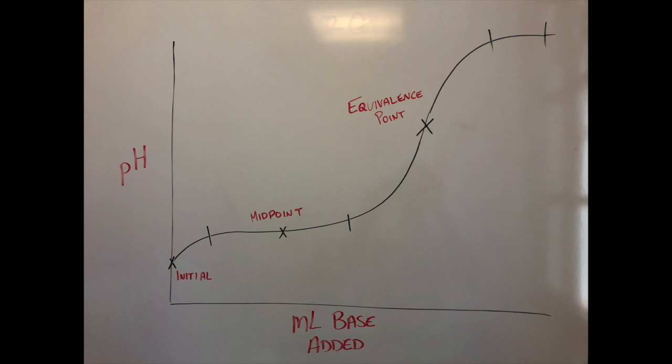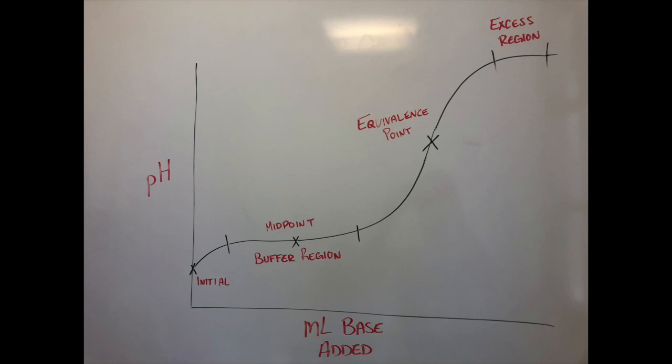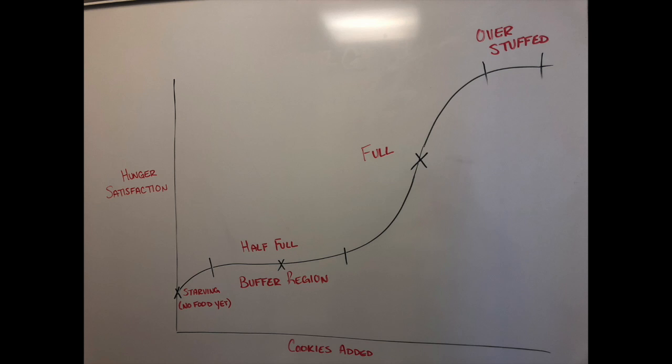Half of the volume it took to arrive at the equivalence point is also known as the midpoint. A buffer region is created by gradually adding base while the pH of the acid slowly rises. After arriving at the equivalence point and more base is being added, an excess region is created where the basic pH is not affected. In this titration curve, the cookies eaten by Sarah will act as a strong base, while Sarah's stomach will act as the weak acid.